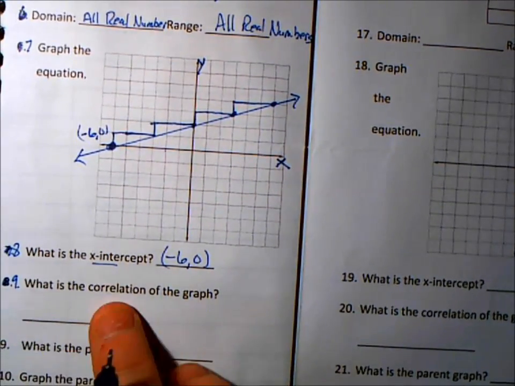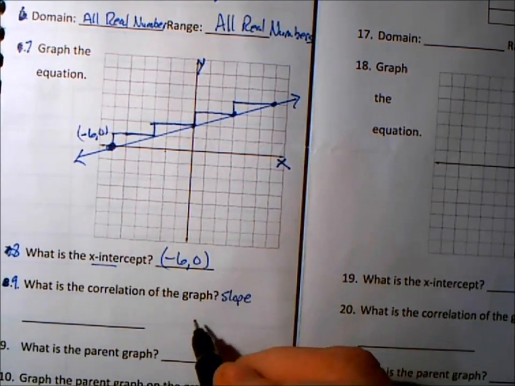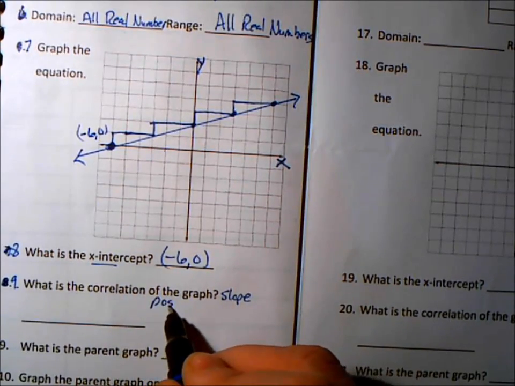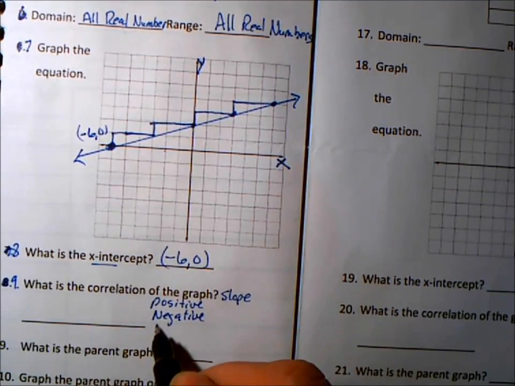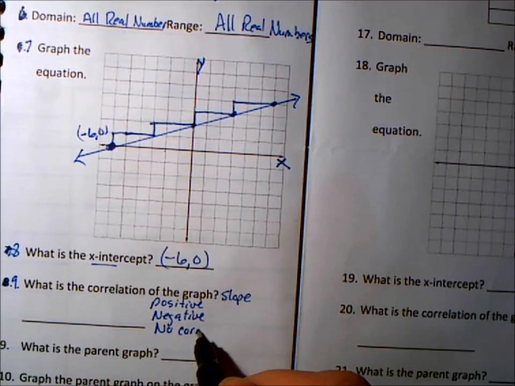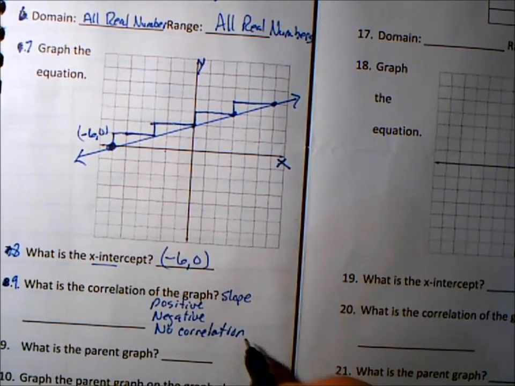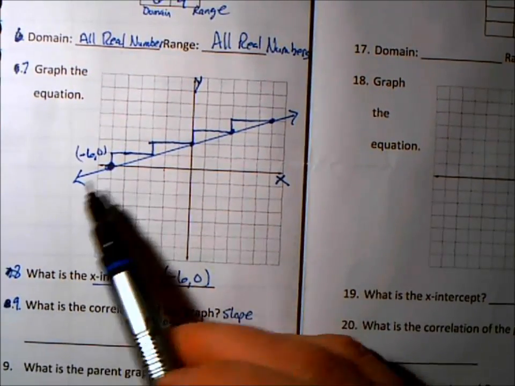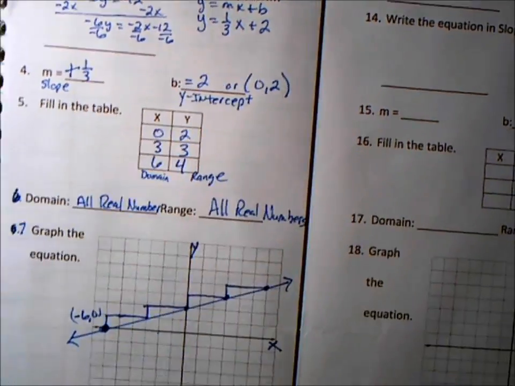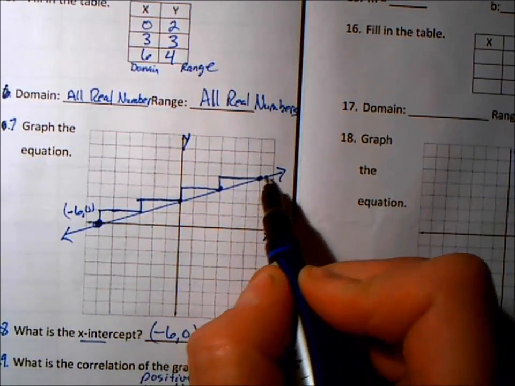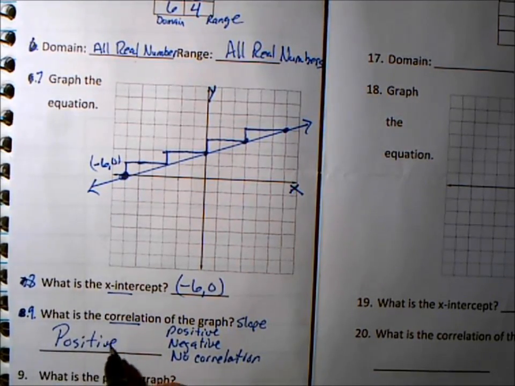For number 9, they want to know the correlation. Well, correlation ties to my slope. My options for correlation were a positive correlation, a negative correlation, or no correlation. If I look at my slope and my graph, the slope up here was a positive 1/3. And if I look at my graph, it's going up to the right, so that means this is a positive correlation.